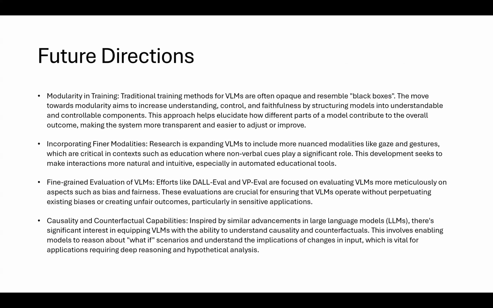Now, future direction. Where are these models going? Well, modularity in training. Traditional training methods for vision language models are often opaque and resemble a black box. That means you don't know what exactly is happening. The move towards modularity aims to increase the understanding, control, and faithfulness by structuring models into understandable and controllable components. You want to split the model into separate components so that you know what is exactly happening. This approach helps to elucidate how different parts of the model contribute to the overall outcome, making the system more transparent and easier to adjust over time.